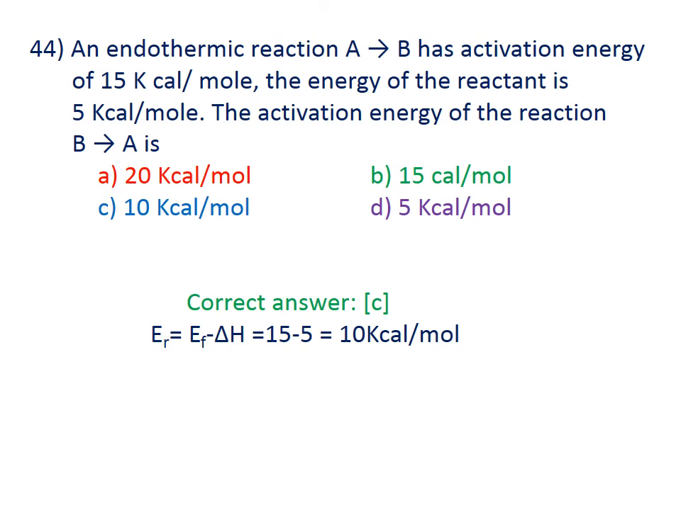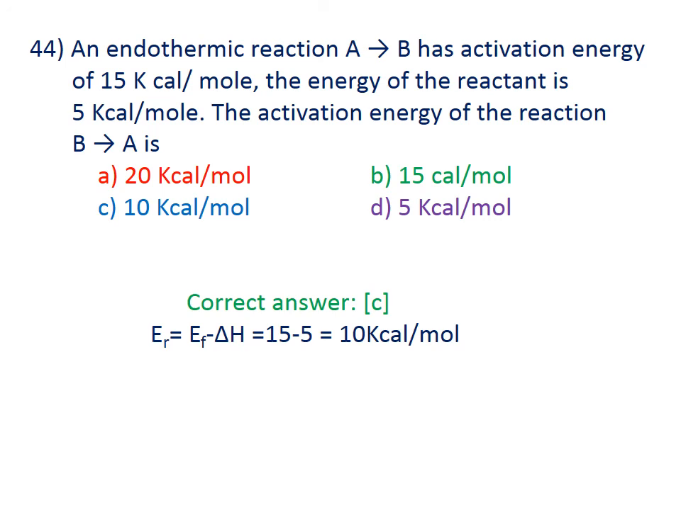44. An endothermic reaction A gives B has activation energy of 15 kilocalorie per mole and the energy of the reactant is 5 kilocalorie per mole. What is the activation energy for the reaction B to A? For the forward reaction, the energy of activation is given. What is the activation energy for the backward reaction?